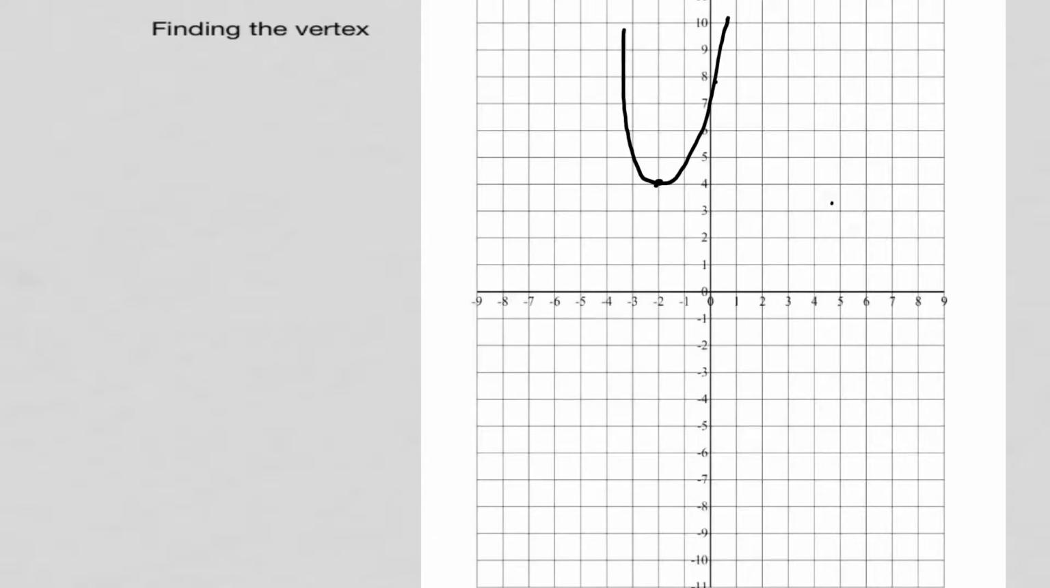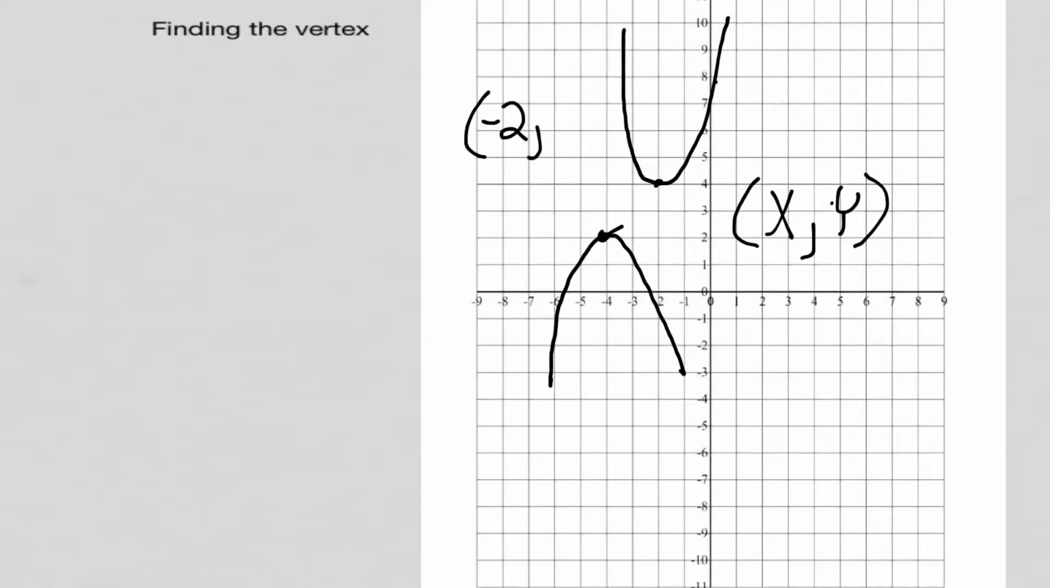We can also have a parabola with a maximum, where the point is at the top of an upside down parabola. Alright, vertexes can always be identified with an xy coordinate. The two that I have here, the one on the top is -2, 4 for a coordinate. The one on the bottom is -4, 2.